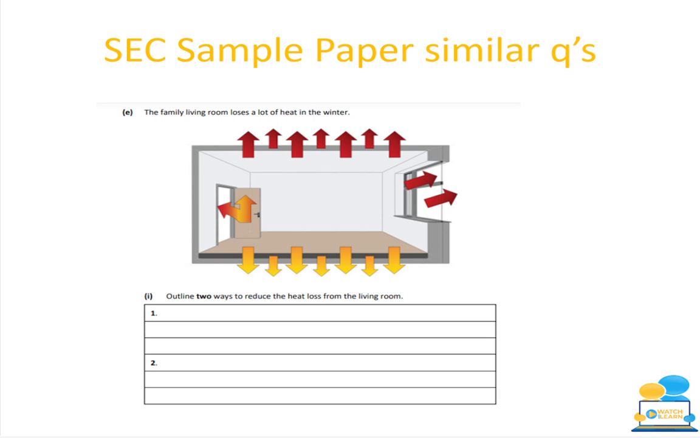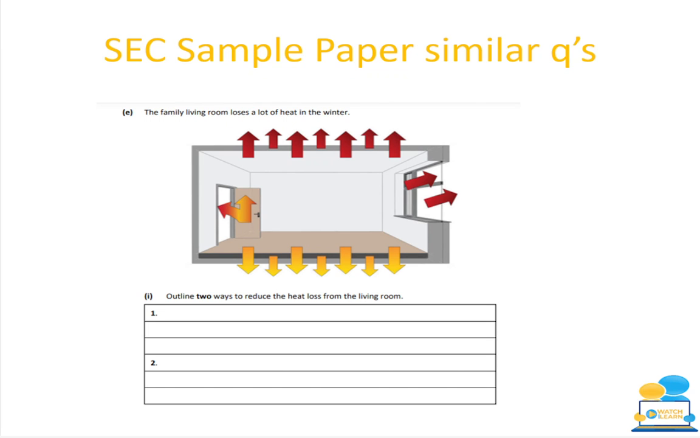Here is another SEC sample paper which has very similar questions. Whilst this hasn't come up in the actual paper in 2022, it does come up very frequently in the sample papers. This one says the family living room loses a lot of heat in the winter. Outline 2 ways to reduce the heat loss from the living room.